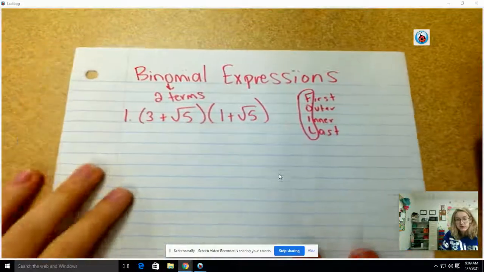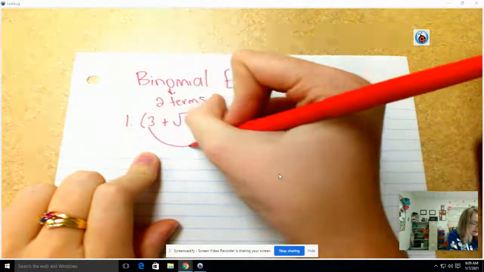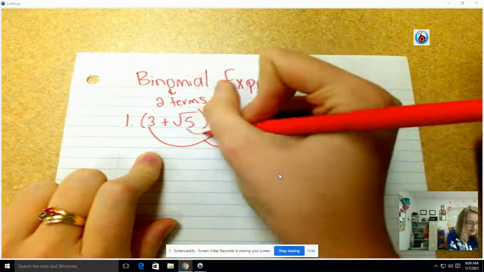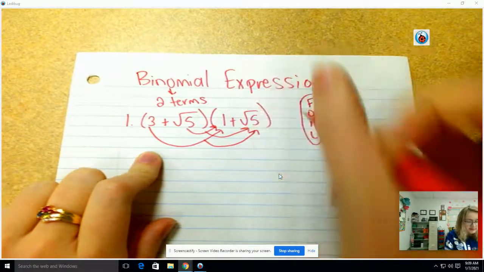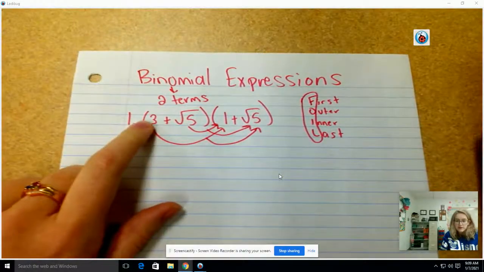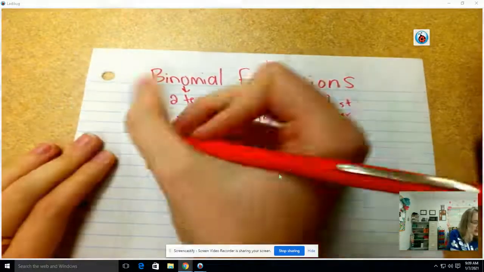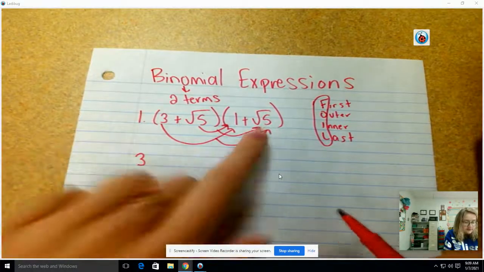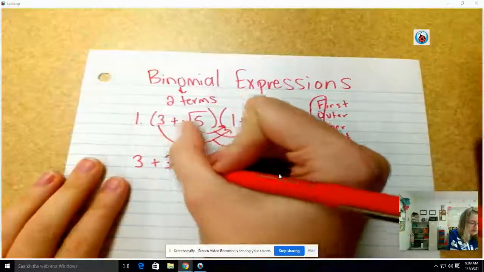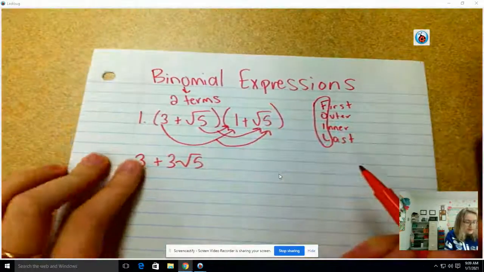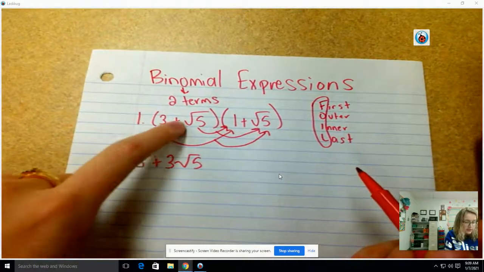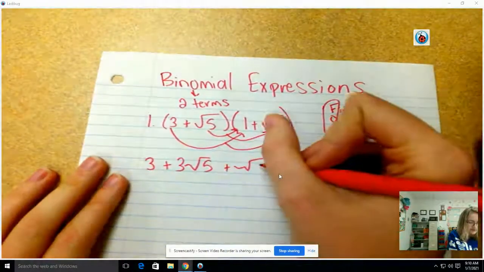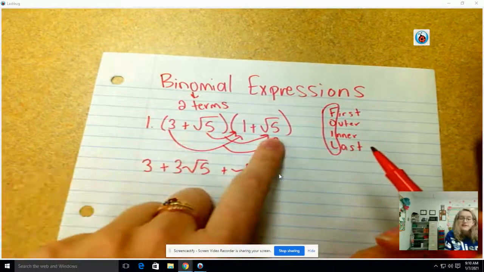So we're just going to start with distributing. I'm going to draw my arrows for my first, outer, inner, and last. Our first is 3 times 1, which gives me 3. Then 3 times radical 5, so that's plus 3 radical 5. Then radical 5 times 1, so that's plus radical 5. And then radical 5 times radical 5.